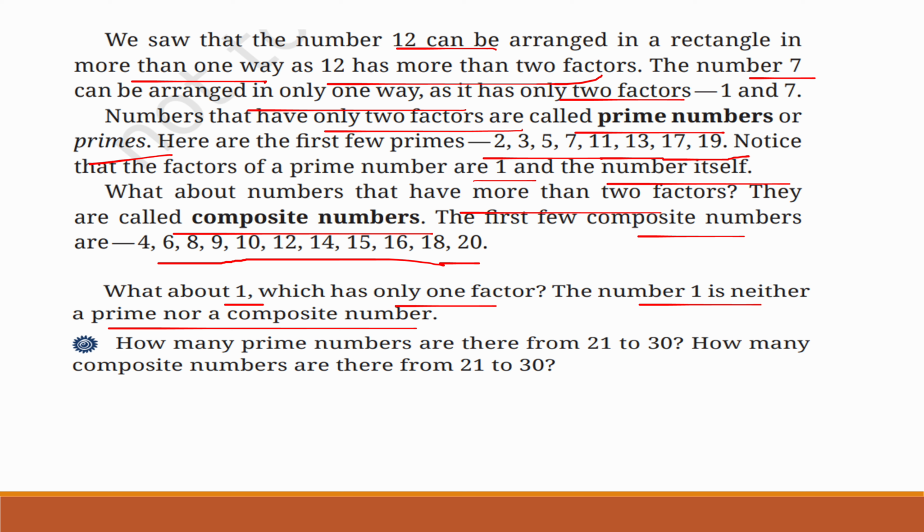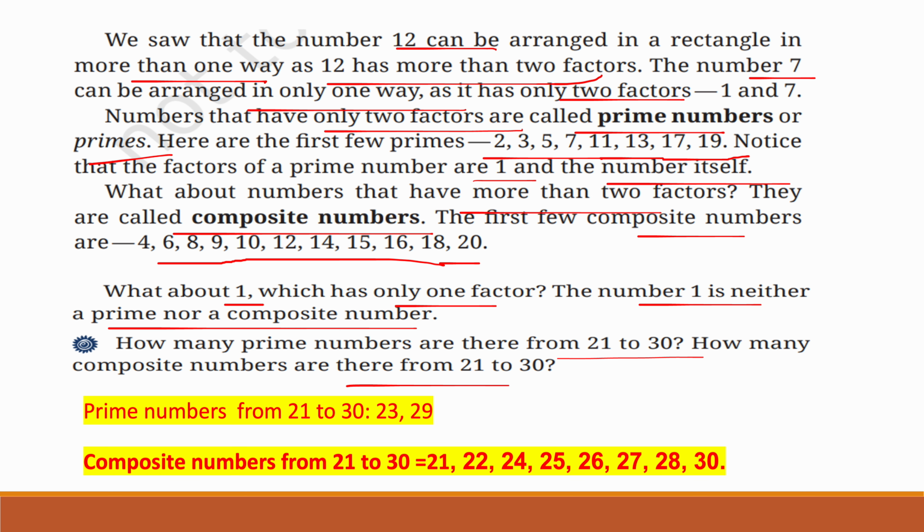How many prime numbers are there from 21 to 30? There are 2 prime numbers from 21 to 30, 23 and 29. How many composite numbers are there from 21 to 30? There are 8 composite numbers from 21 to 30. 21, 22, 24, 25, 26, 27, 28 and 30.